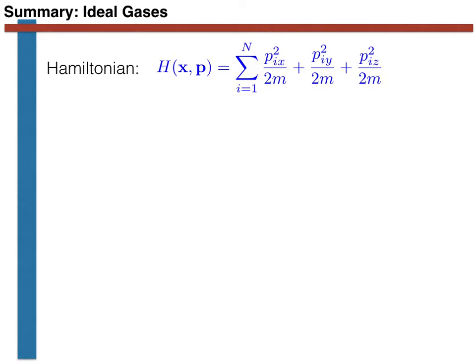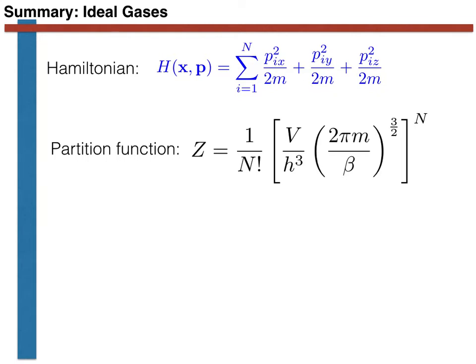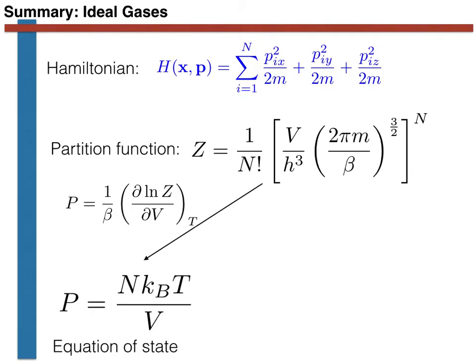We showed that when this expression is inserted into our expression for the canonical partition function, and when the associated mathematics is worked through, the partition function is given by the expression shown here. This expression is useful as we can extract many of the relevant thermodynamic properties of the gas by taking suitable derivatives of the partition function. For example, we can recover the equation of state for the ideal gas by taking the derivative of the logarithm of the partition function with respect to V, as shown here.